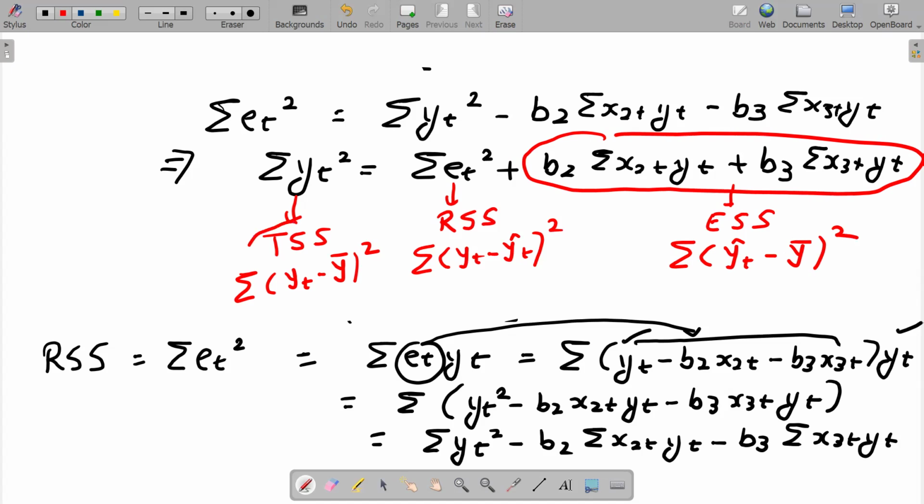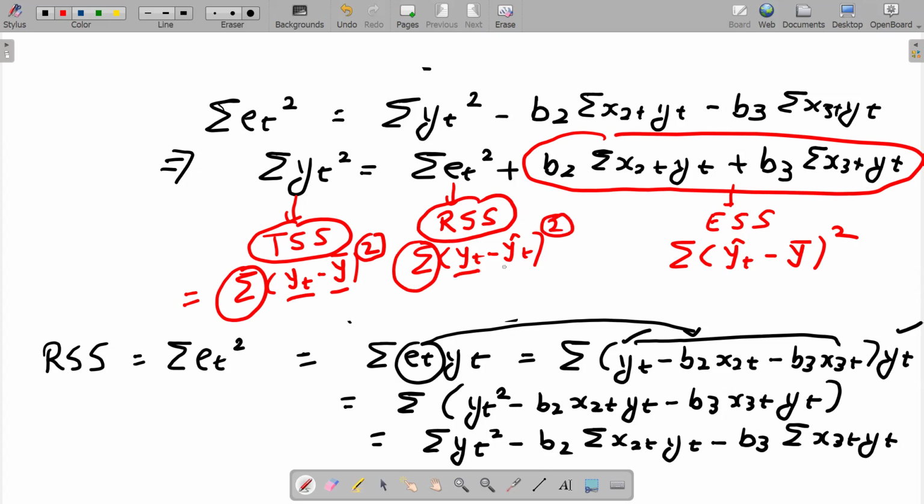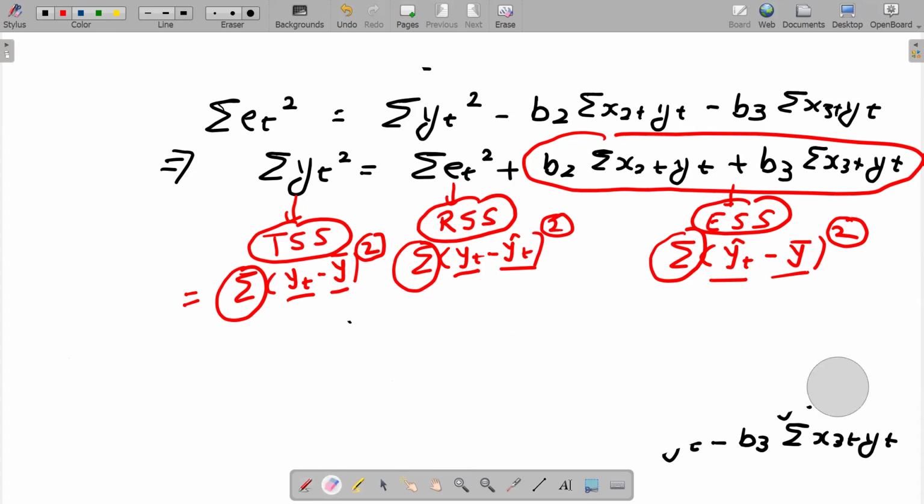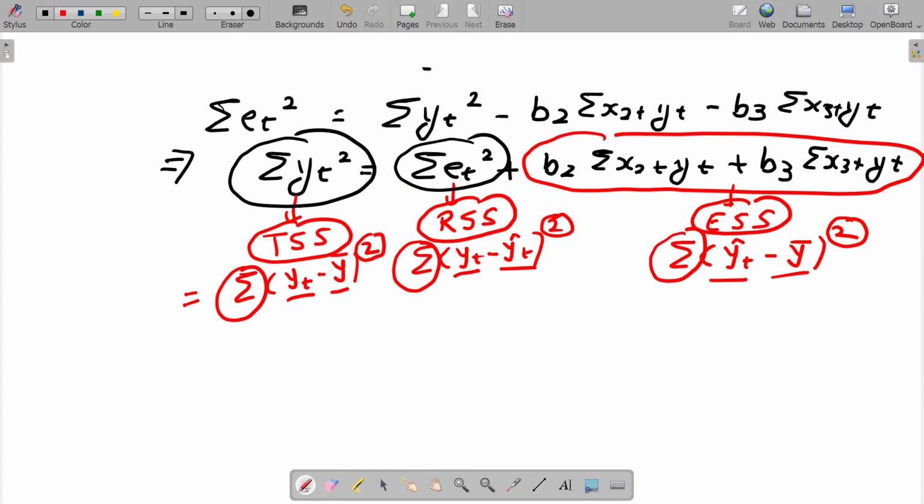By definition, total sum of squares is the sum of the squared deviations of the Y value from its mean. The residual sum of squares by definition is the sum of the squared deviations of the actual Y value from the estimated regression. The explained sum of squares is the sum of the squared deviations of the estimated Y value from the mean. So I have shown that the total sum of squares is equal to residual sum of squares plus explained sum of squares, which is what we had to prove.